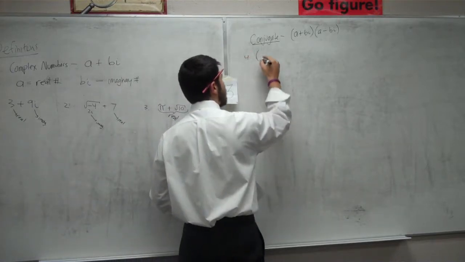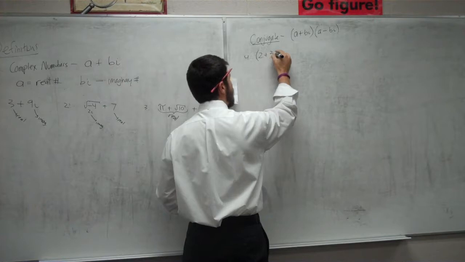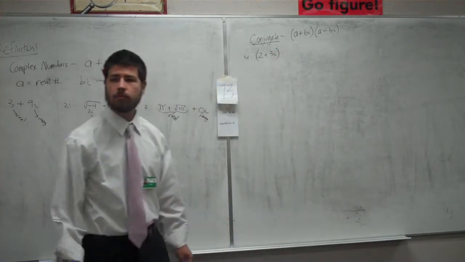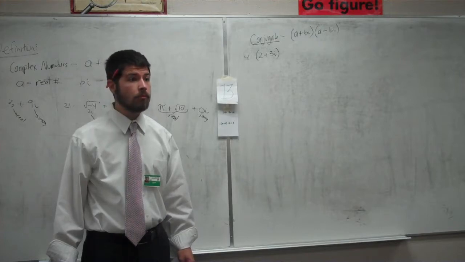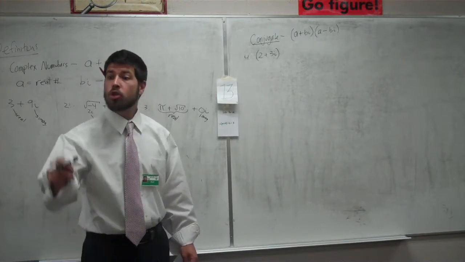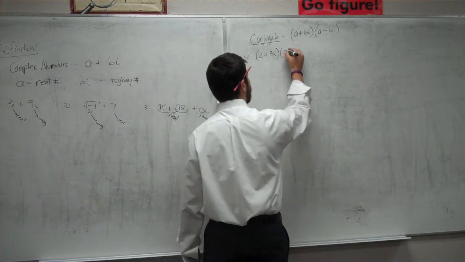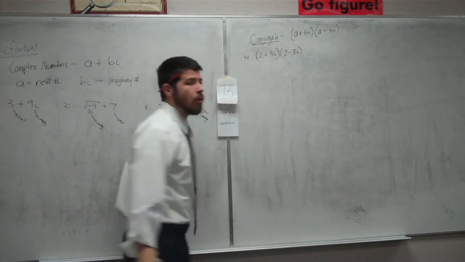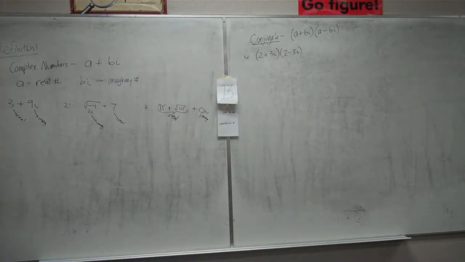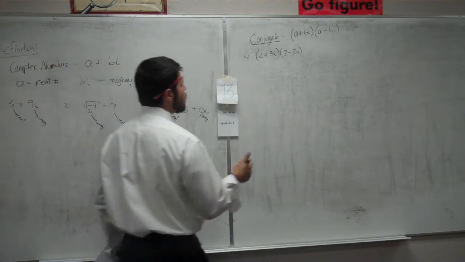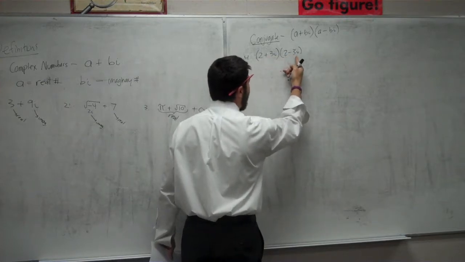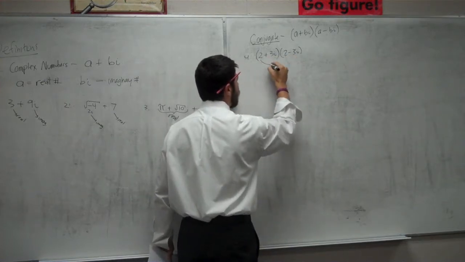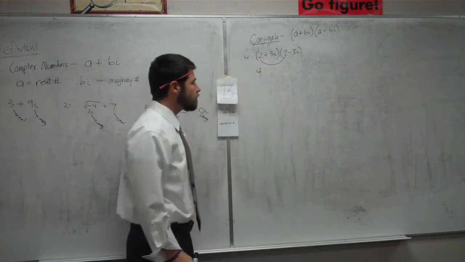So let's look at number 4. If I give you this in parentheses, 2 plus 3i, what would the conjugate be? 2 minus 3i. 2 minus 3i is correct. So let's FOIL these together, and I want to show you what happens. By the way, I think we can skip number 6 here. I just want to do a 4 and a 5, okay? So here's two conjugates, 2 plus 3i and 2 minus 3i. We can FOIL these together. First times first is 4.